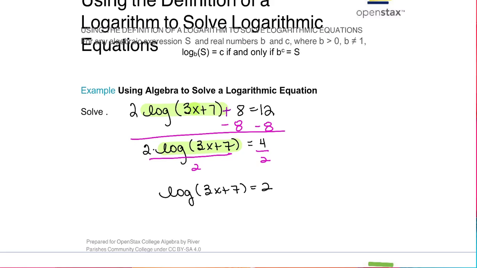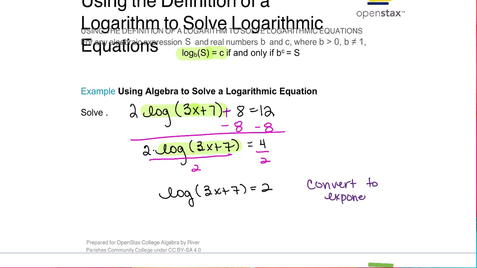Now we have it in this form, log base b of s equals c. This is log base 10 of 3x plus 7 equals 2. We're not going to convert it to log form. It's already in log form. We're going to convert to exponential form. Remember the base here is 10. We just don't see it. So if I write this in exponential form, this would be 10 squared equals 3x plus 7, because remember, logs equal the exponent. The base is the same, it's 10, this is the exponent, and this is what it equals.